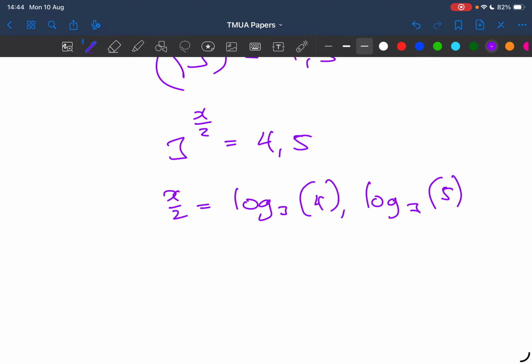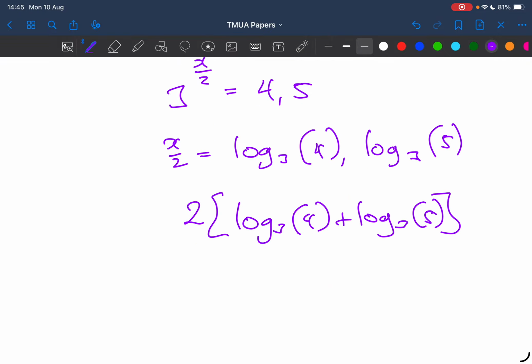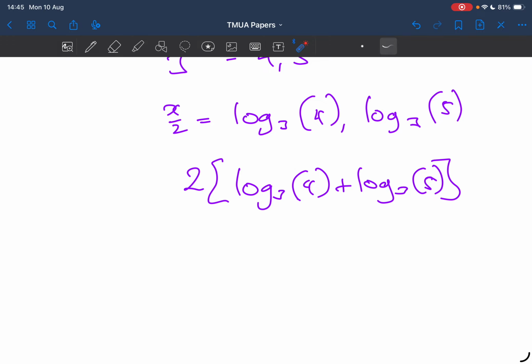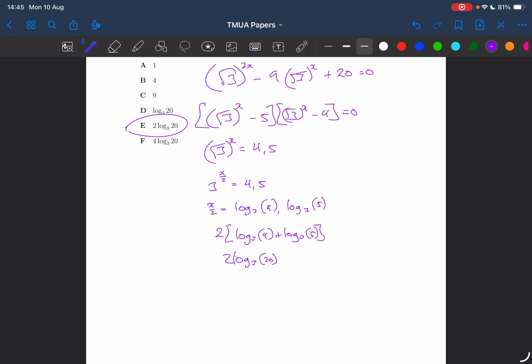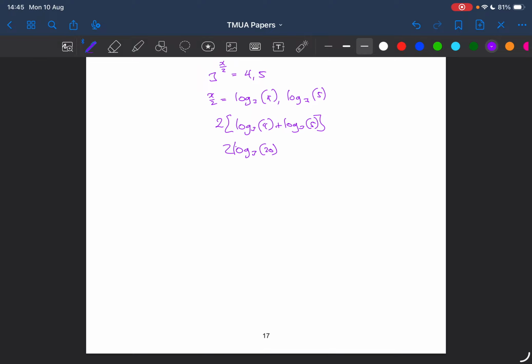So double those things, and then add them together. So 2 lots of log 3 4 plus log 3 5. If we add logs, it's the same as multiplying those bits together. So we'll get log 3 of 20. And we need 2 lots of that. So 2 log 3 of 20. Nice. Is that the right one? Answer is E. Answer is E. Lovely jubbly.